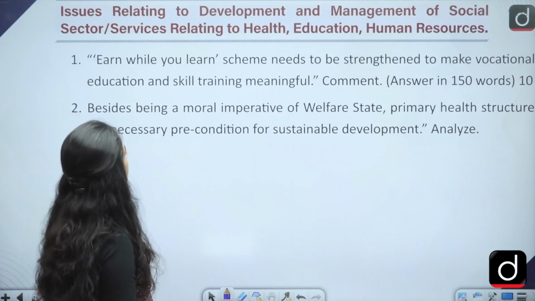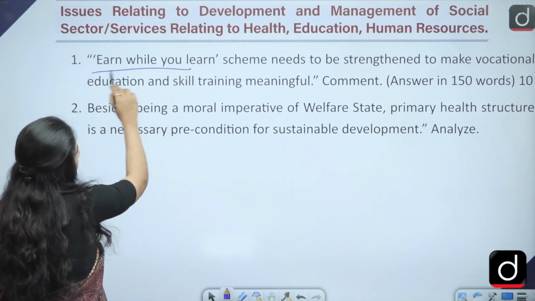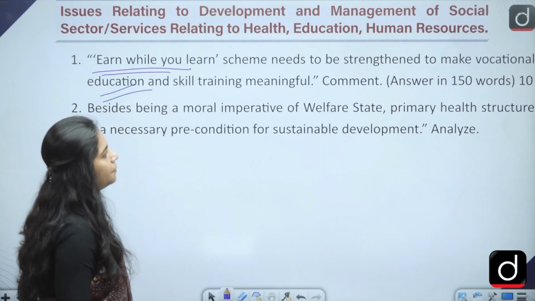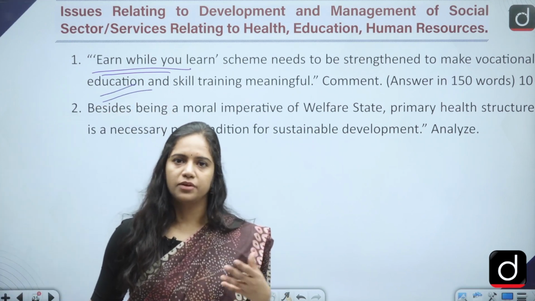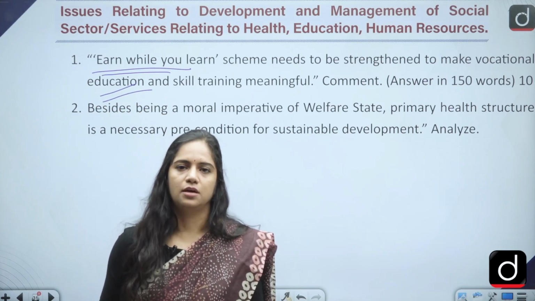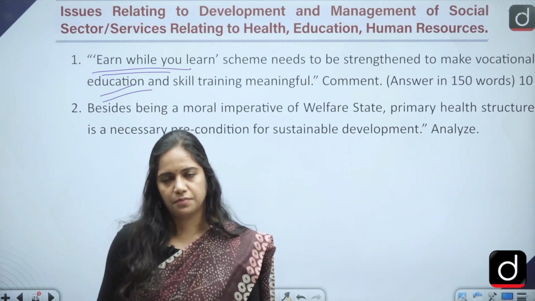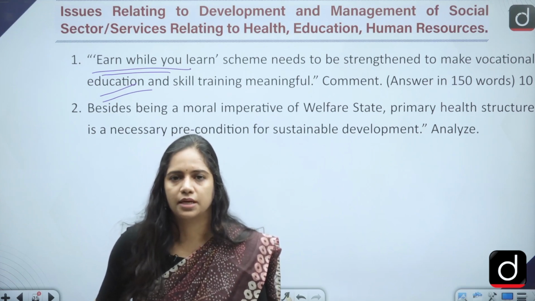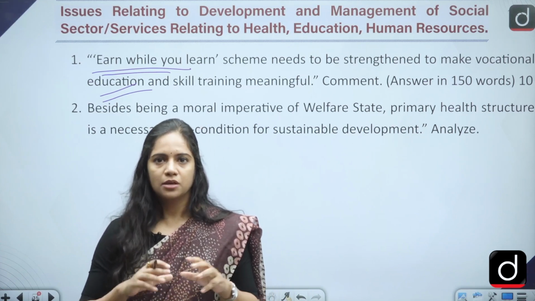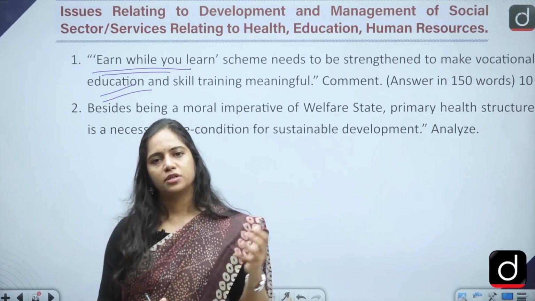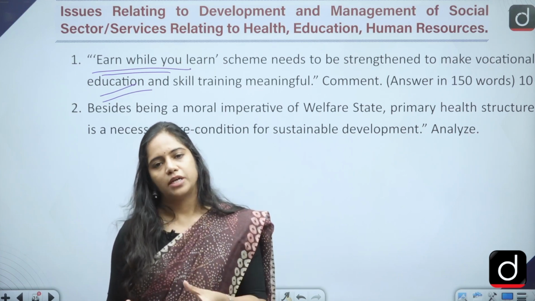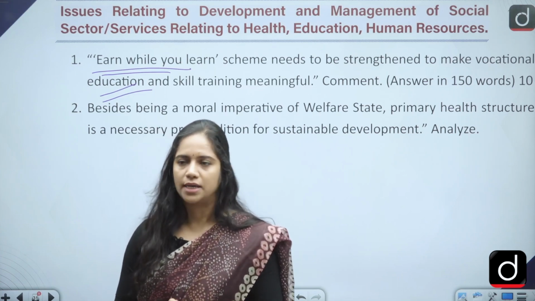Similarly, issues relating to development and management. The Earn while you learn scheme needs to be strengthened to make vocational education and skill training meaningful. You need to understand vocational training. Vocational training is a part of government policies. There are so many Kamao or Sikho schemes. The Ustad scheme is there. Then vocational training has been made a part of your new education policy. So these interlinkages are there with respect to your entire GS2 syllabus, and if you are well versed with the other parts of that particular paper, you would know how to answer this question.